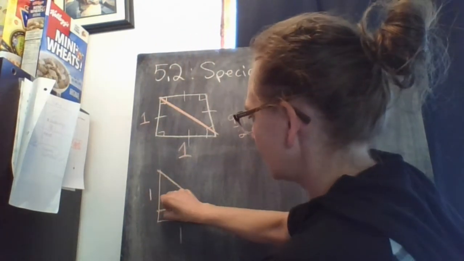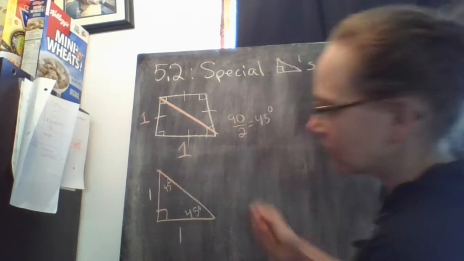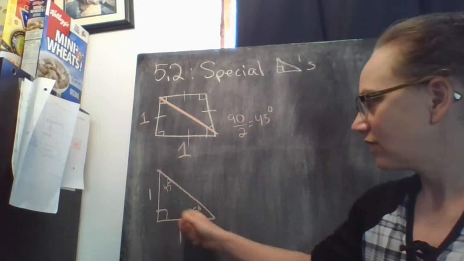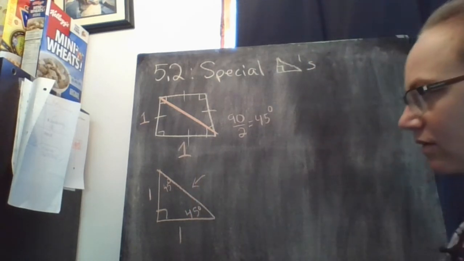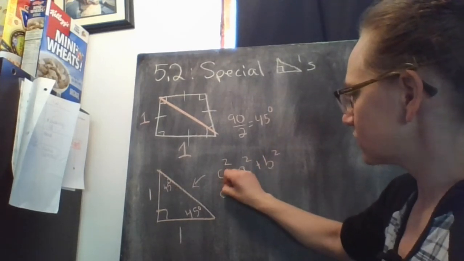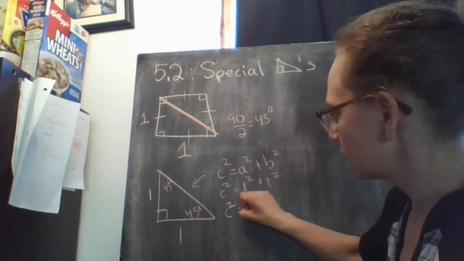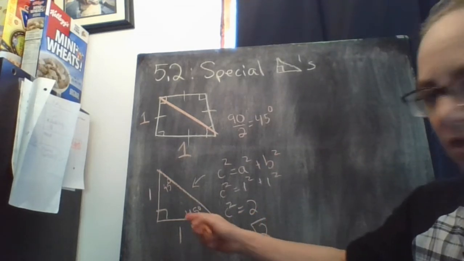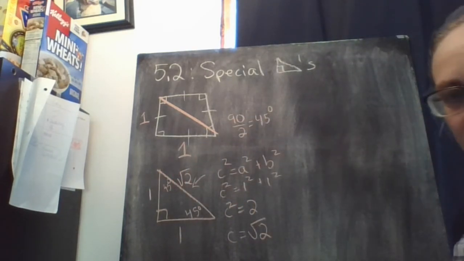It's my 1, 1. It's got a 45 degrees here. It's got a 45 degrees here. So any triangle that's got 2 equal sides is going to have that. And then to figure out my hypotenuse, we know c squared equals a squared plus b squared. So c squared equals 1 squared plus 1 squared. Well, 1 squared plus 1 squared is just 2. Square root both sides, and it's root 2. So this triangle is my 1, 1, root 2. And that's a really cool triangle.